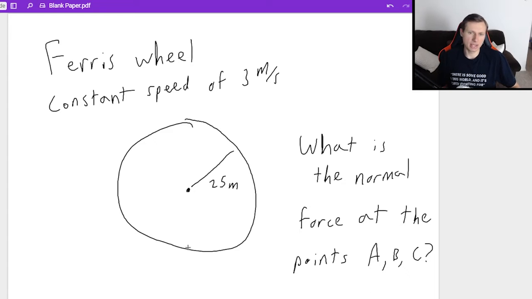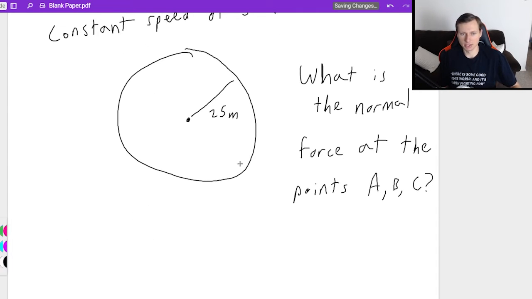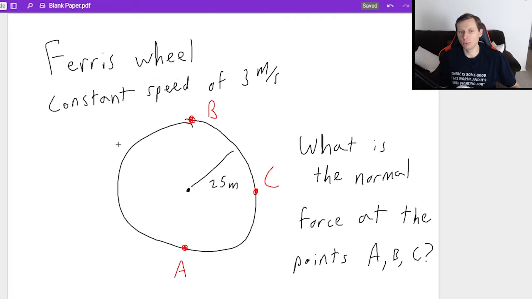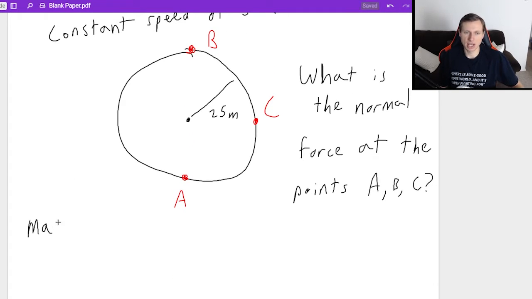And what are points A, B, and C? Well, I didn't draw them yet, so give me a second. Point A is here. Point B is at the top, and point C is here at the side. I just need to give you one more piece of information. Let's say this cart and the passengers inside the Ferris wheel carriage, the mass of all that is 500 kilograms. Okay, so let's start with point A.